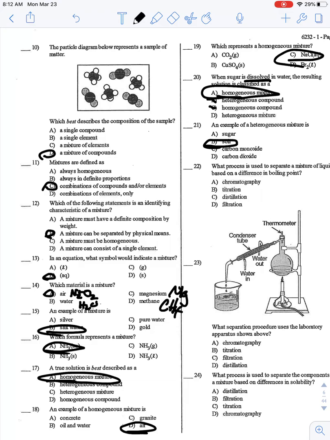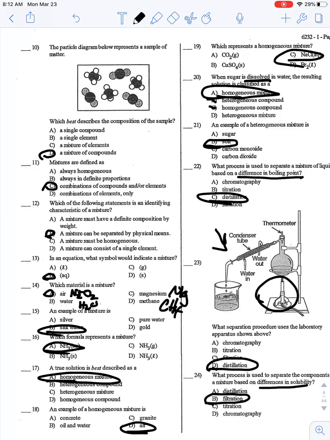22, used to separate liquids, differences in boiling point, that is distillation, which is actually the setup right there. That is a distillation setup where they're boiling it. Notice the Bunsen burner, and it's separation based on boiling point. The best answer for 24, differences in solubility, would be B, filtration.